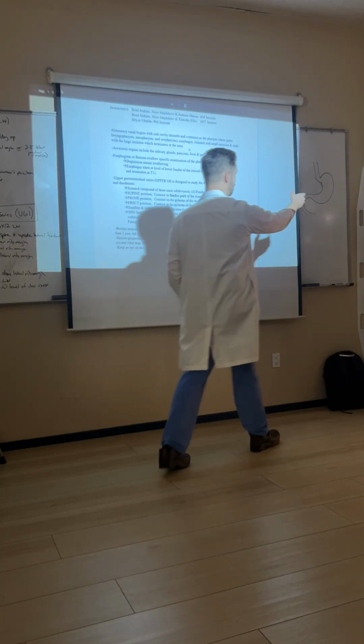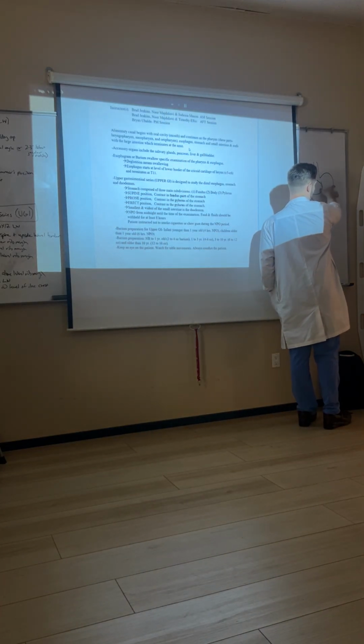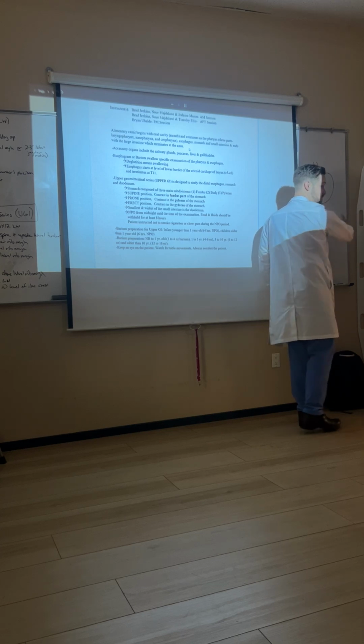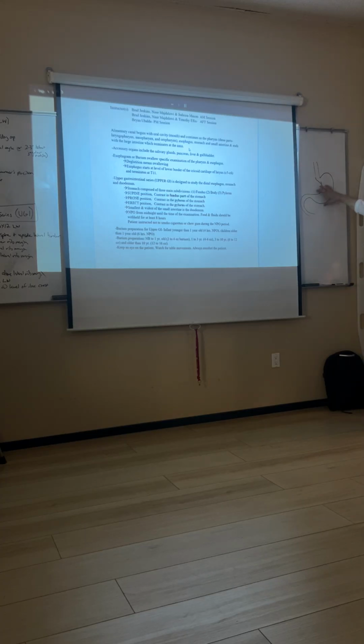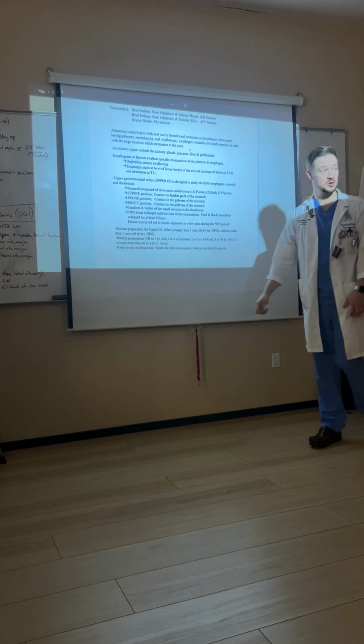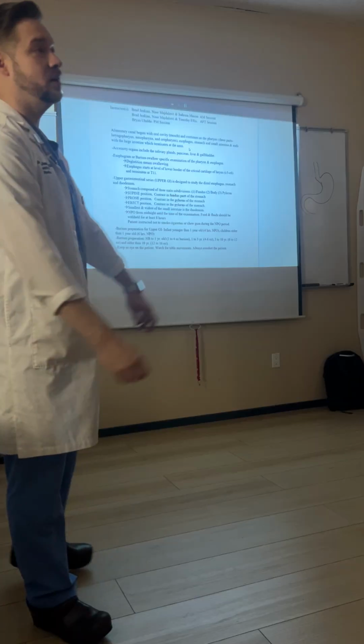Then we have the body, right here, curves around. We've got the greater curvature of the stomach and the lesser curvature of the stomach, okay? The body continues into what is called the pylorus, or the pyloric antrum, okay? The pylorus is connected to the duodenum, which is the first part of the small intestine, by way of the duodenal bulb, okay? And that was the most important stuff you would ever know as an x-ray tech.